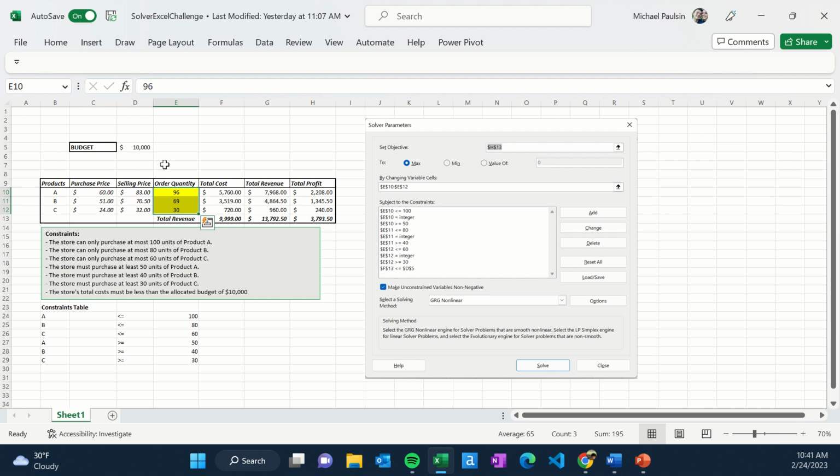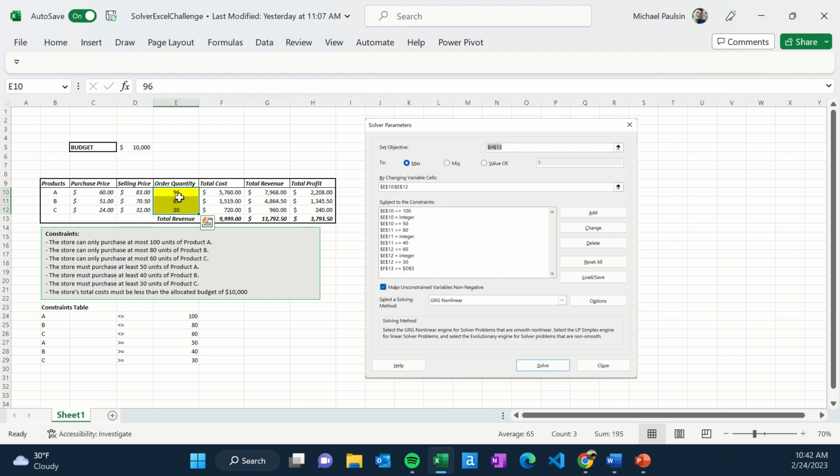But basically, I created a little table here with the purchase price and the selling price. Total cost is the purchase price times the order quantity. Total revenue is the selling price times the order quantity. And then total profit, revenue minus cost, right? Sum those up here at the bottom. And that's a little table I used that I think in some way or another your solution should look something like that. Then we're going to solve for these three cells here, the order quantity.